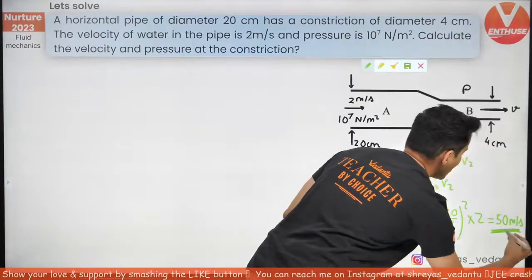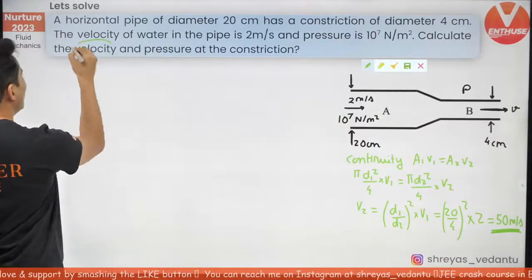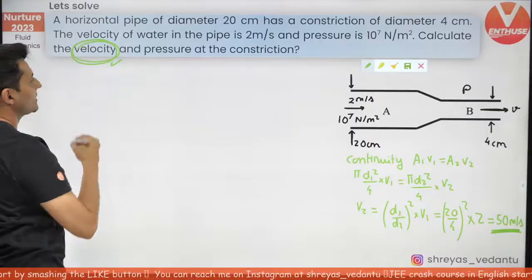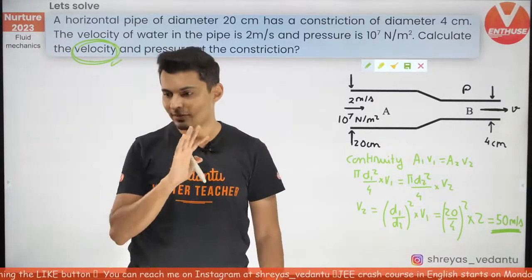That's the answer for the first part. So velocity is done. Everybody clear? 50 meters per second.